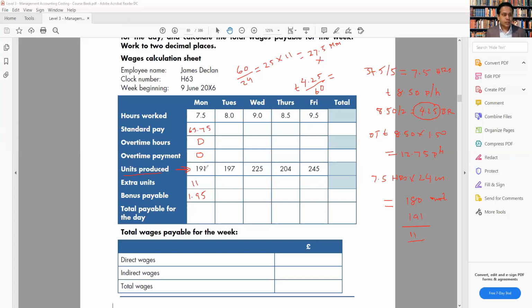So once you have the bonus, then we can have the total payable for the day. So we need to add all of this. We can add the standard pay and we can add the bonus. That will be the total payment. You can round up to the next number. If it is more than 5, you can increase by 1. If you don't increase, you still get the same mark. But it's better to round up because the question said 2 decimal places, so that's why I'm following the 2 decimal places.